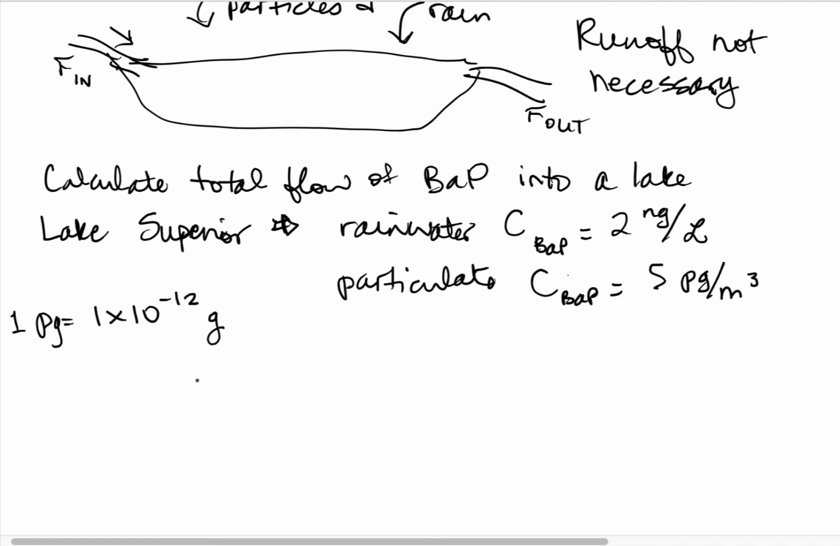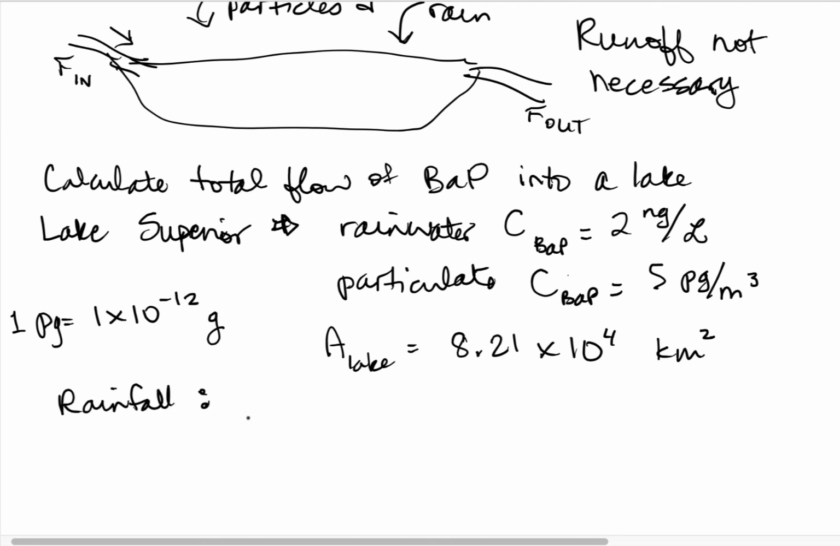The surface area of the lake is 8.21 times 10 to the 4 square meters. What we also need to know is the amount of rainfall. This is a number that you can look up, and it turns out that it's about 80 centimeters per year.